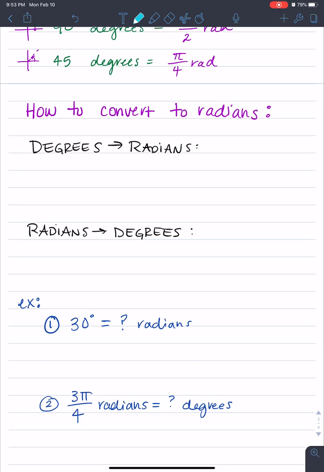Okay. Are you ready for this? How to convert to radians. So when I'm giving you degrees and you're going to convert to radians, you're going to follow this rule. Okay? You are going to divide the degrees by 180 degrees, and then multiply by pi.